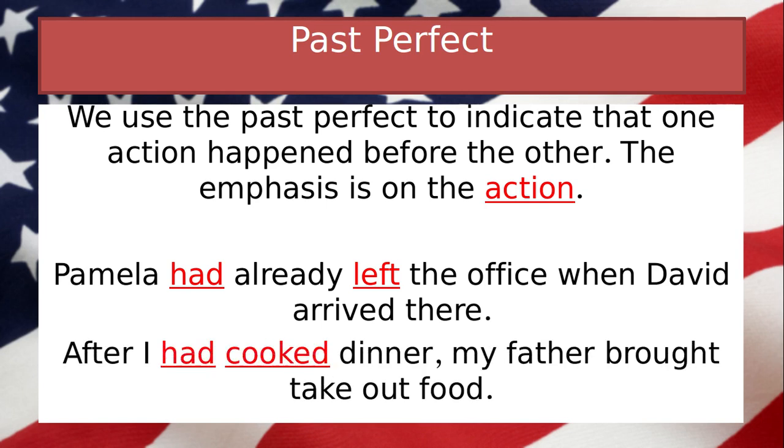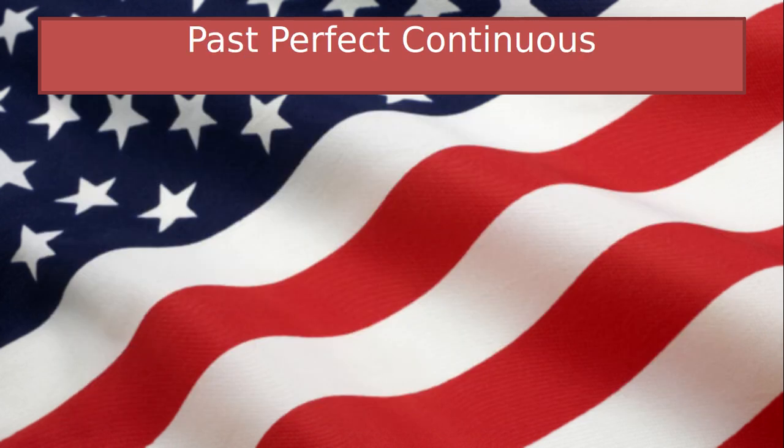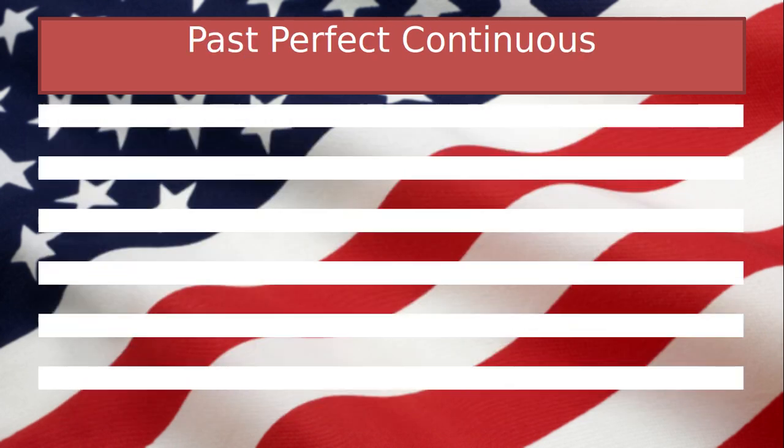Another example, after I had cooked dinner, my father brought takeout food. The first action is the fact that I cooked dinner. The second action, my father brought takeout food. So I can indicate the first action that happened chronologically by using the past perfect, after I had cooked. Remember that we use after plus the past perfect, and we use when, before, and by the time with the simple past.